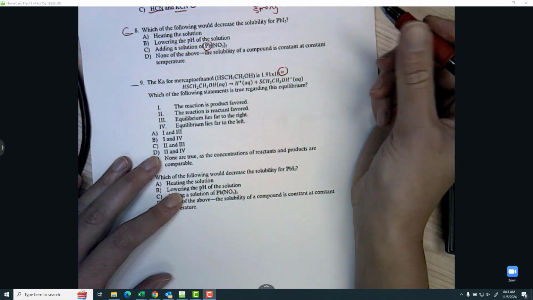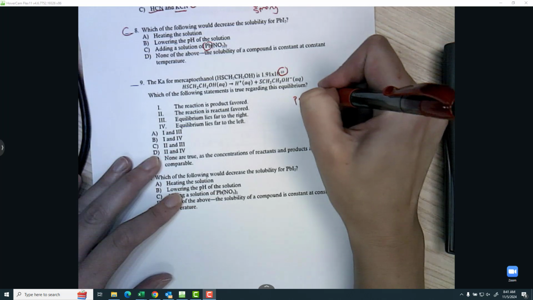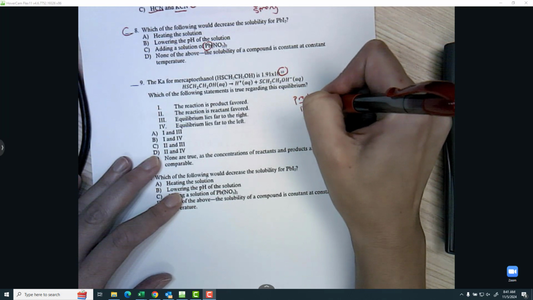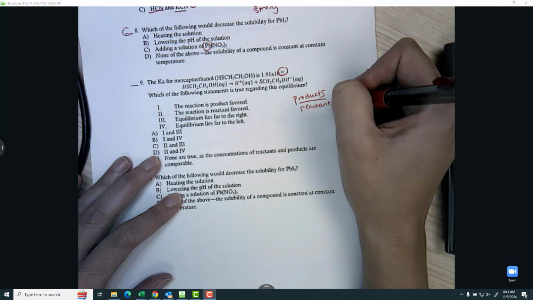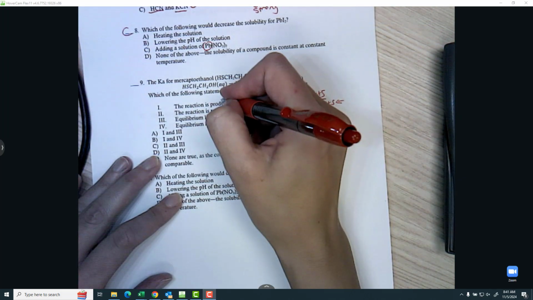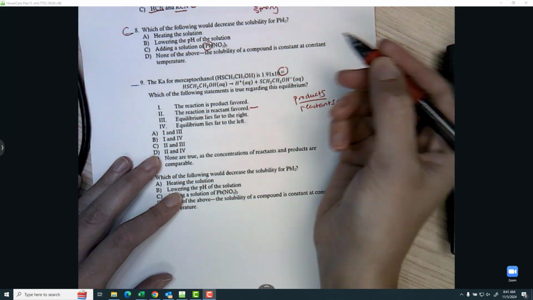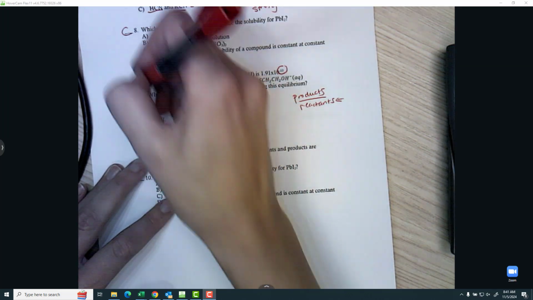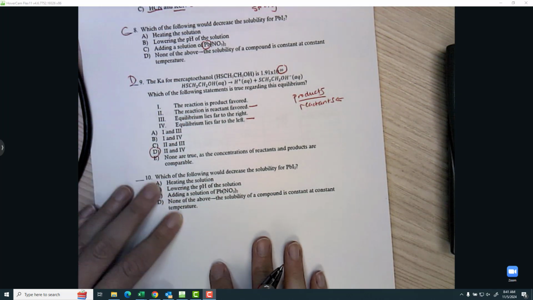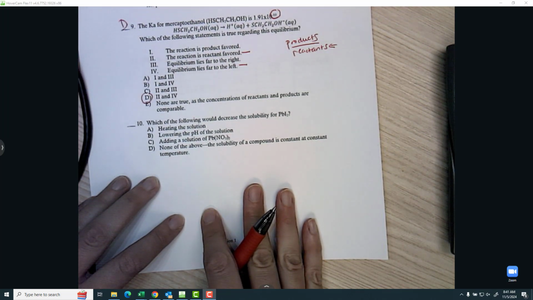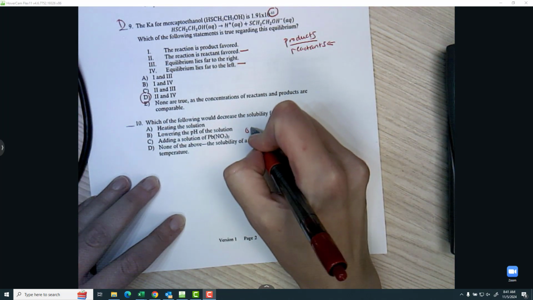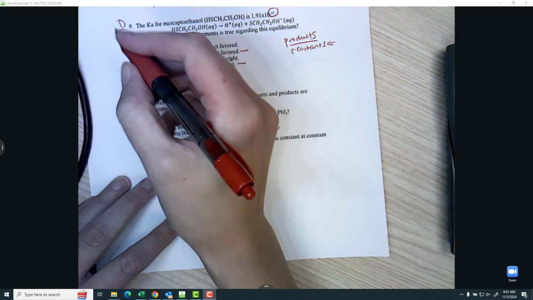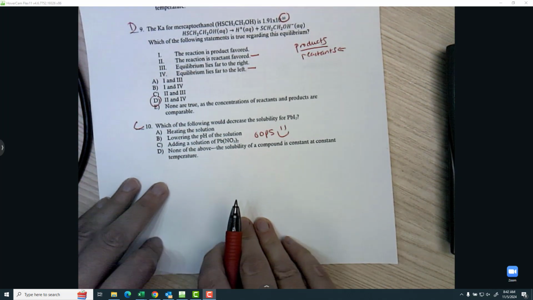All right, for this one, I'm looking at a K that is very small, 10 to the negative 10th. And so I know if products are on top and reactants are on the bottom, I must have a lot of reactants in order to get that small of a number. And so that would also mean that the equilibrium is on the left. And number 10, whoops, we just did this one. Didn't proofread my work very well.